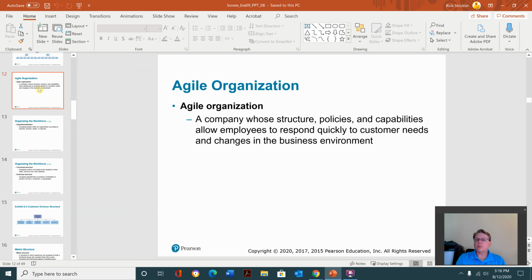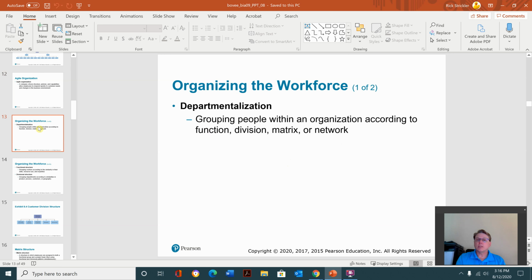Agile Organization, a company whose structure, policies, and capabilities allow employees to respond quickly to customers' needs and changes in the environment. Okay. All the new hand sanitizers that are out that weren't out 6 months ago, that's an example of companies changing. The latest one that I saw was Suave, now has hand sanitizer, which they didn't have before. So they immediately saw a need. They were able to modify their production and create hand sanitizer. Okay. So that's an example of Agile Organization.